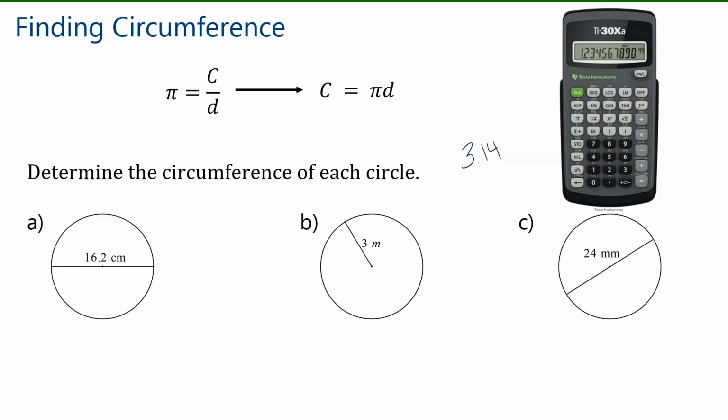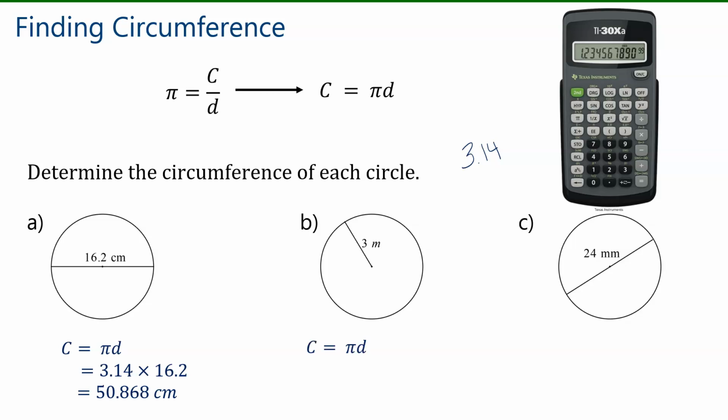So for A, I see the diameter is 16.2. So C equals pi times D. Now using pi to be 3.14, I'll multiply that by the diameter of 16.2, and I get a value of 50.868 centimeters. So that is the distance around the circle.